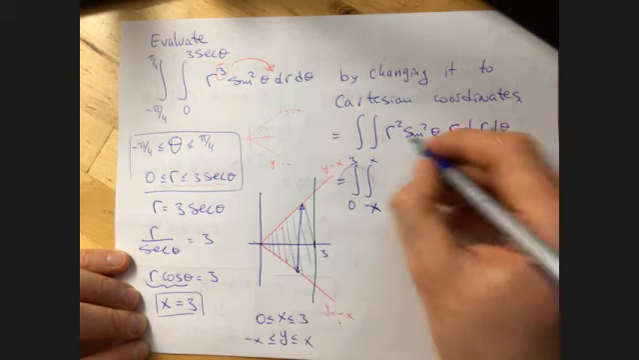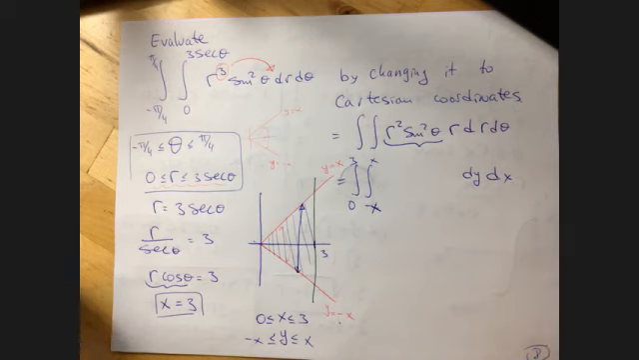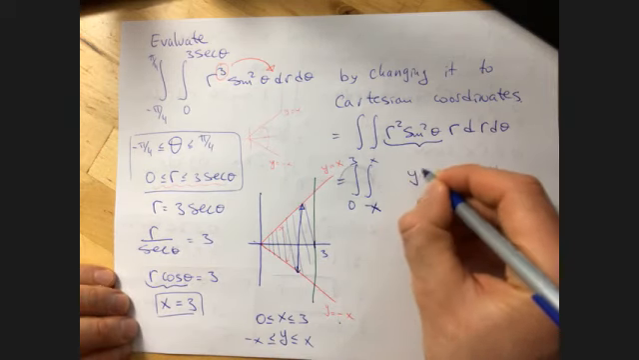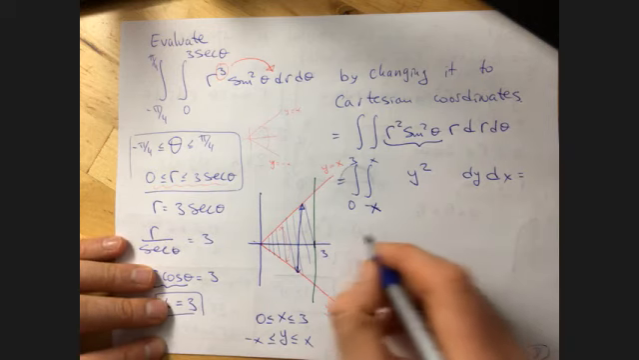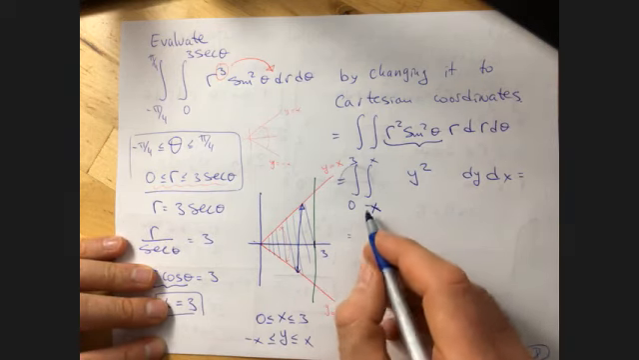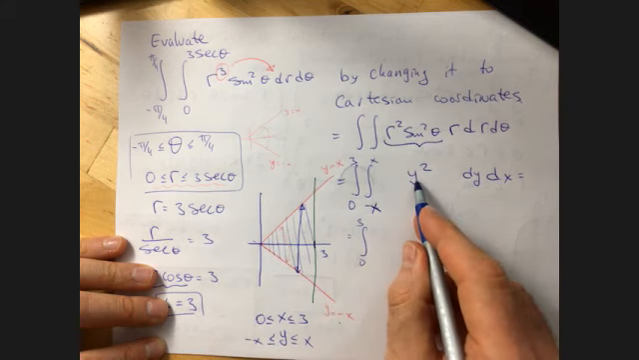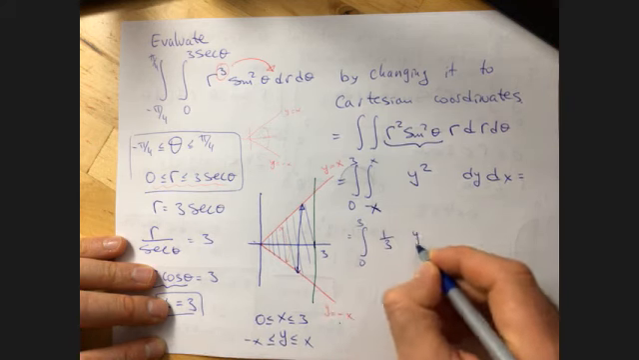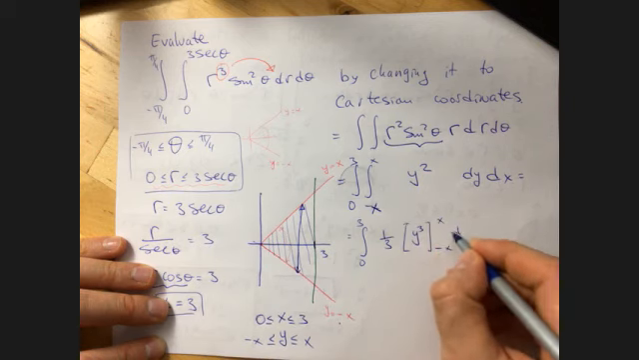Okay, r squared times sine squared is r times sine theta squared, and r times sine is y squared. And now this is a simple integral to evaluate. Integral from 0 to 3, integral of y squared is 1 over 3 y cubed, evaluated from negative x to x dx.